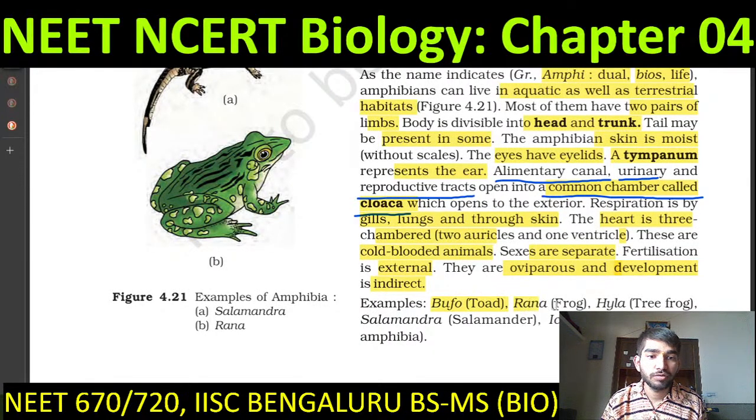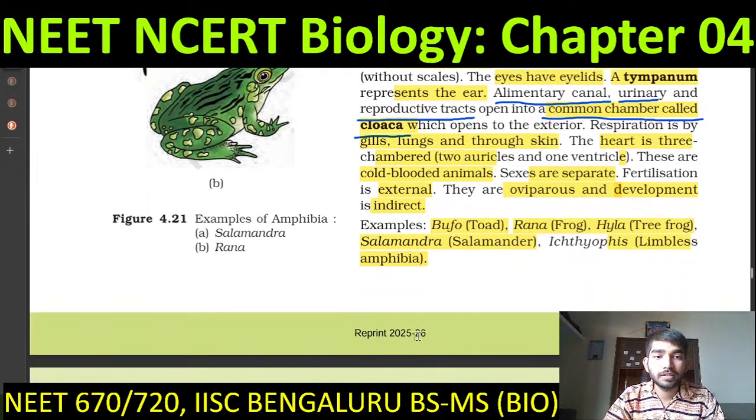Bufo, which is toad, Rana tigrina, which is the frog, Hyla is the tree frog, Salamandra is the salamander, Ichthyophis is the limbless amphibia without any limb. It appears like that. So, yeah, Ichthyophis, you should remember, is an example of limbless amphibia.